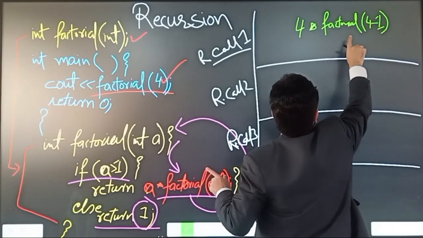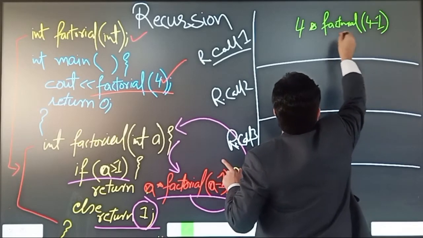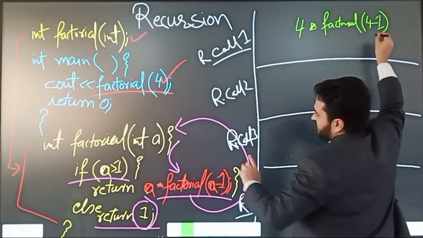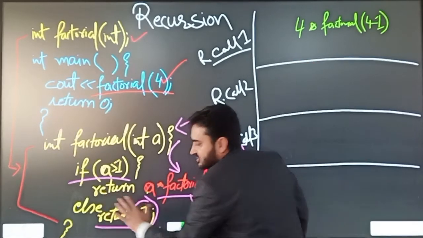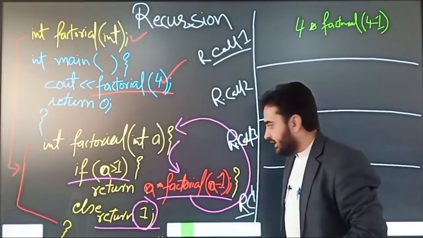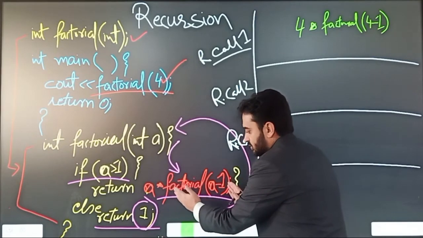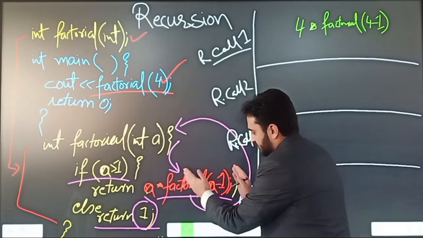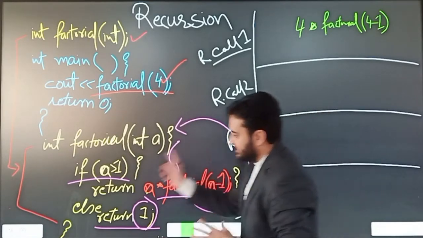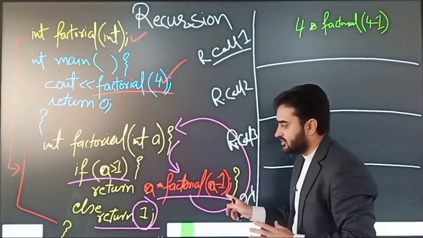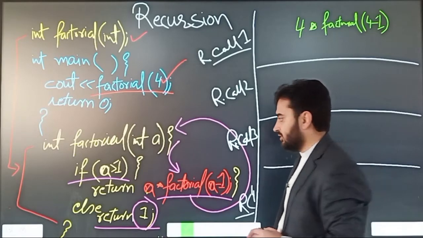Four multiplied by factorial of 4 minus 1. So it means that we are calling the factorial function again, and the return is not executing yet, because we are going to call the function. When function execution is stopped, then the return statement will return the answer of this multiplication formula.